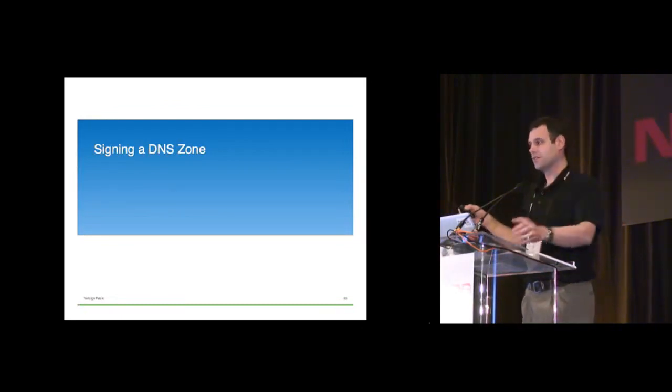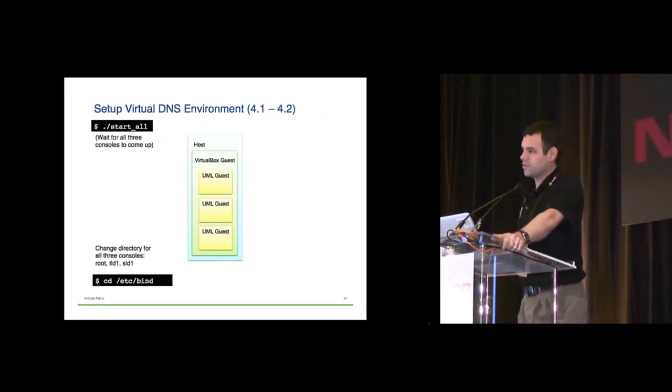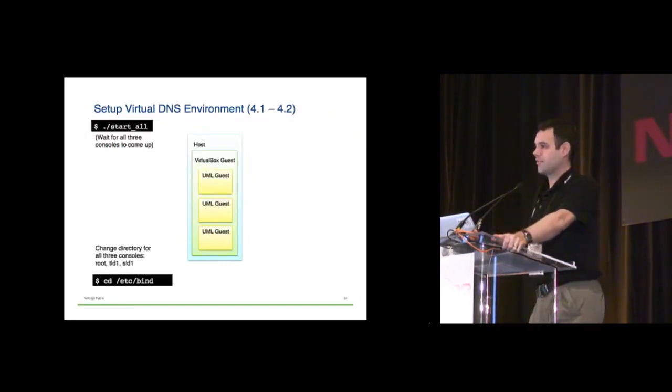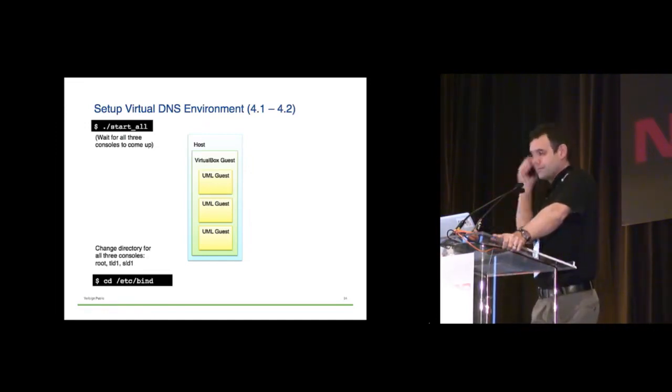Then let's get signing. First thing we're going to do, we're going to set up a virtual DNS environment. So we're no longer going to be querying the real internet. We're going to create our own internet here, the entire thing. Well, the DNS anyway. Run this in your demo directory, run this command start all, and what it's going to do is start up 3 UML guests. That's user mode Linux, a kind of lightweight virtual machine for this environment.